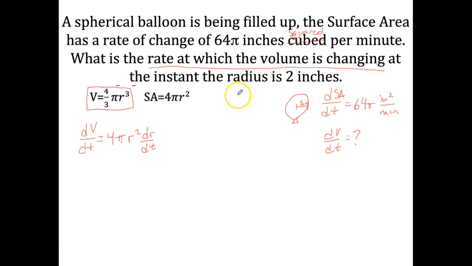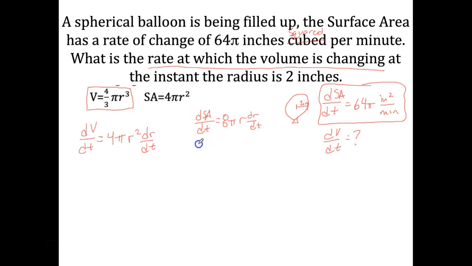Here's why it's an advanced one. We need to figure out what dr dt is. Based off of some of the stuff that was given to us, we should be able to figure it out. If you noticed, we were given the surface area rate, but we never used it. So we're going to need to use that in order to solve for dr dt. I have a formula for surface area, so let's take the derivative of it since we know the change in surface area. The derivative of this would be dSA over dt equals 8 pi r dr over dt.